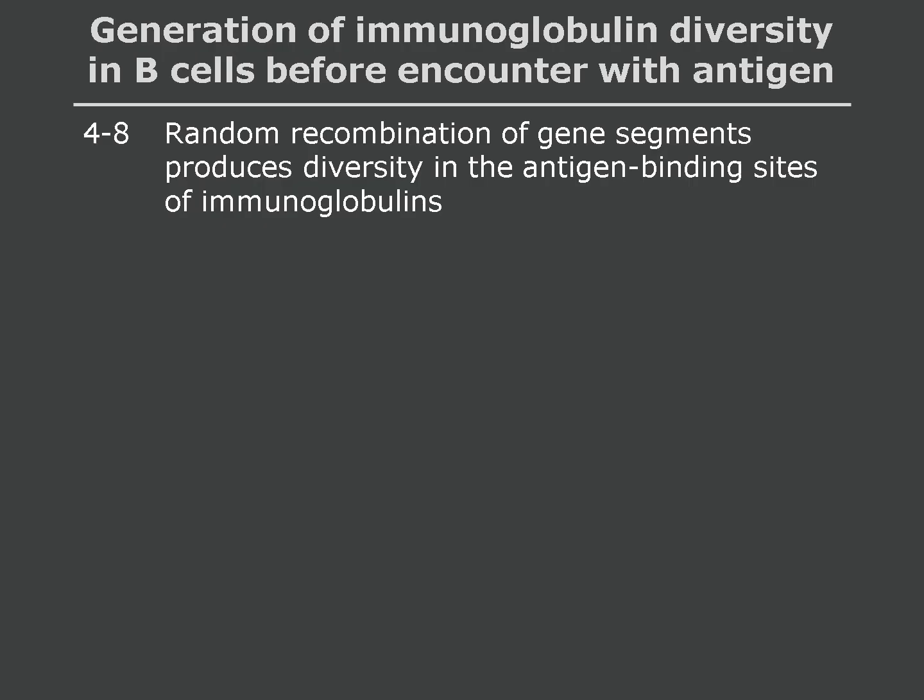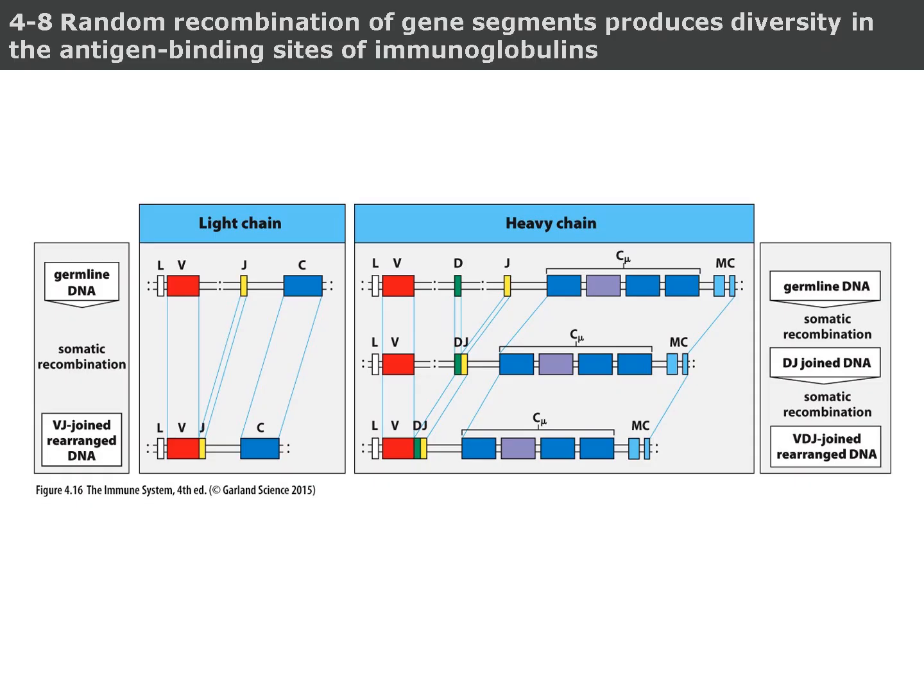Random recombination of gene segments produces diversity in the antigen-binding sites of immunoglobulins. This figure explains how the diversity of antibodies is generated through random recombination of gene segments in both light and heavy chains. On the left, we see the process in the light chain. The germline DNA contains multiple V, J, and C gene segments. Through somatic recombination, one V and one J segment are randomly joined together. This forms the VJ rearranged DNA, which will be transcribed and translated into a functional light chain.